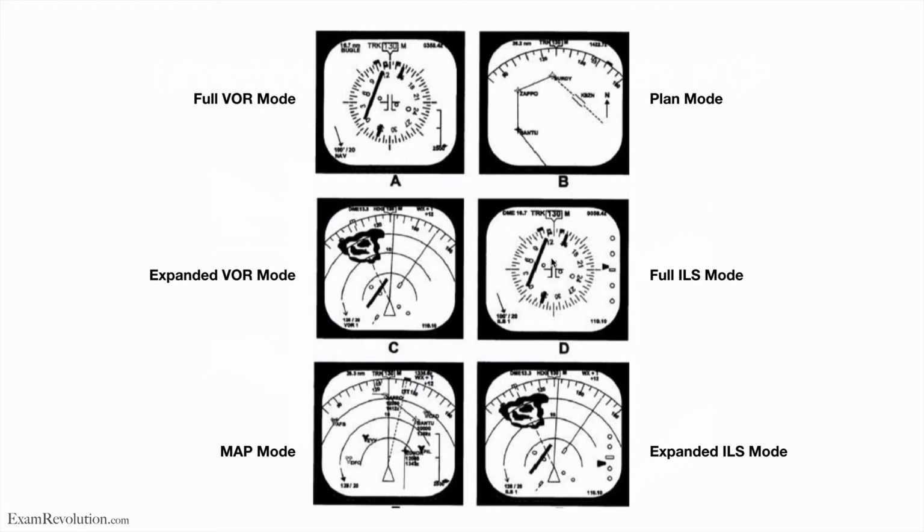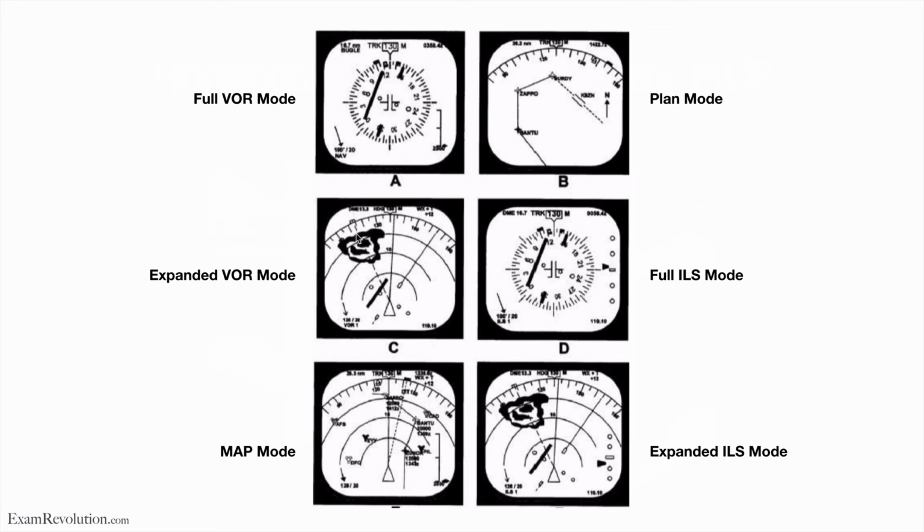Then full ILS mode is almost the same as full VOR, but look at the difference on the side, right? So this is full ILS mode. That is full VOR mode. ILS mode, you've got these indicators on the side for the glide slope. Okay, and then you get your expanded ILS mode.